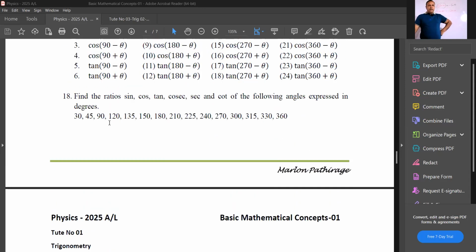Okay. Question number 18. Don't find cosec, sec, and cot values. That is not necessary. But find sine, cos, and tan values of these angles. You start from the beginning. First do this: 30, 45, 90, 120, 135. Shall we do it quite quickly?